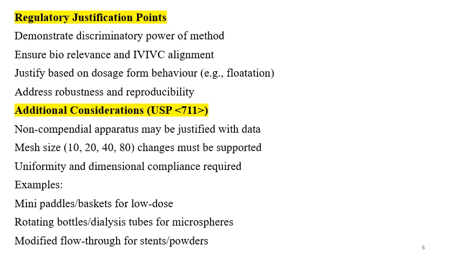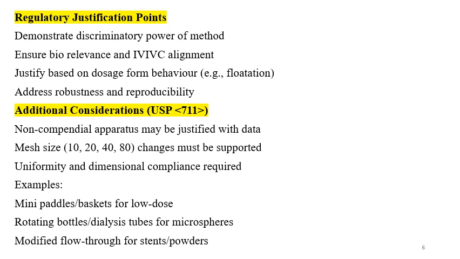Additional considerations, you can have this information from USP chapter 711, that non-compendial apparatus may be used and justified with data. Mesh size can be changed. Generally 40 is the mesh size for the basket apparatus, but you can use 10 mesh size, 20 mesh size or 80 mesh size depending on the requirement, and you need to justify that change.